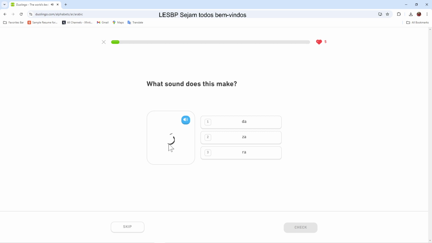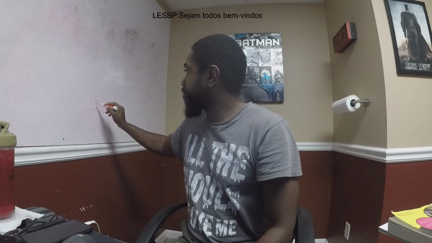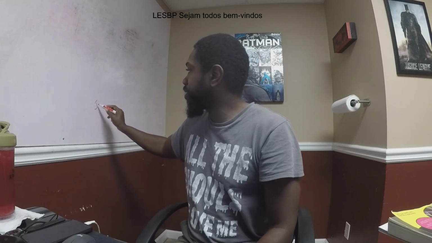All right, so here you can see that ra almost looks like a J with this little accent over it. That is the A right there, and this is the R. So the R and then the A. Arabic is written from right to left. So if I want to write something, I'll write from right to left.